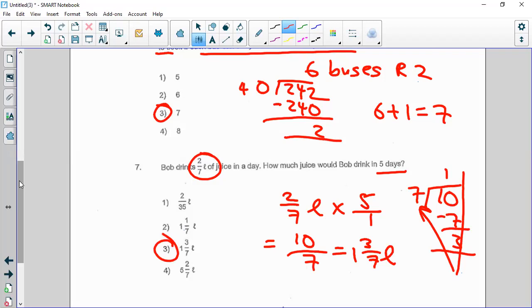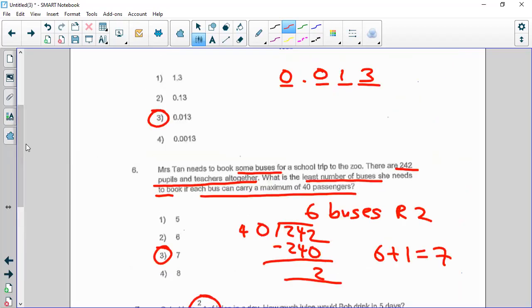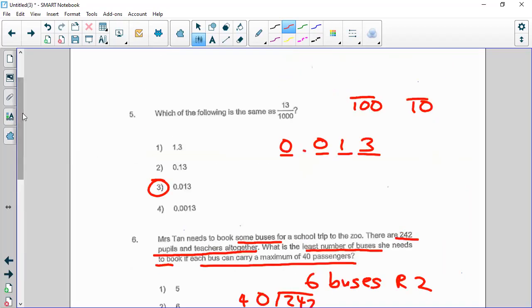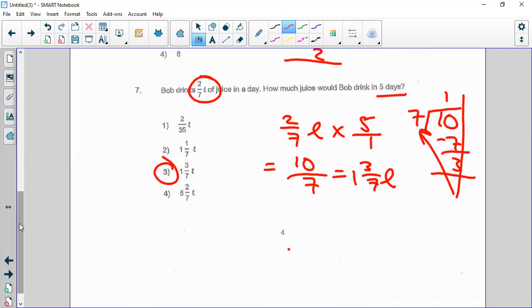Okay, let's go on. Give yourself how many marks? So how many questions here? So you have 3 questions. You have 5, 6, 7. So there are 3 questions here. If you get all correct, give yourself 3 marks. Yeah, Karina.